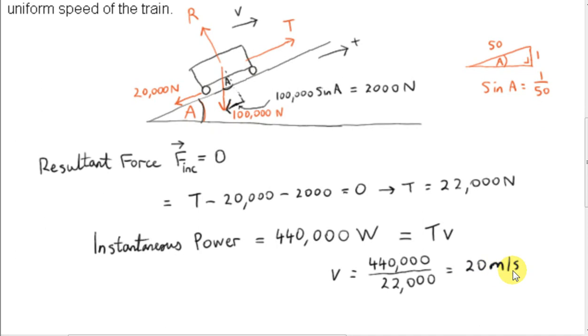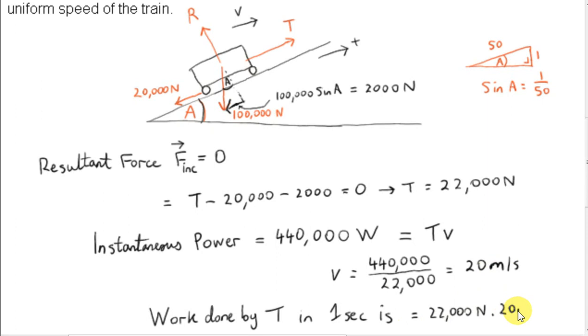Let's just review what this means. Obviously, it means that each second the train covers a distance of 20 meters. The speed is uniform, so in, say, half a second, the train will cover 10 meters, and so on. We can consider the work done by T in 1 second. We know that that's equal to T multiplied by the distance travelled by the train in 1 second. We called it x in the previous video, but we just multiply 22,000 newtons by the distance travelled by the train in 1 second, which is 20 meters.